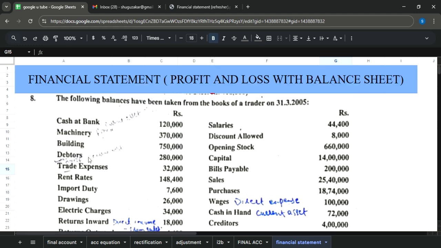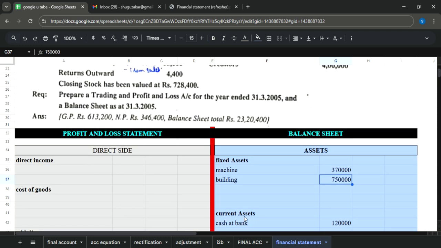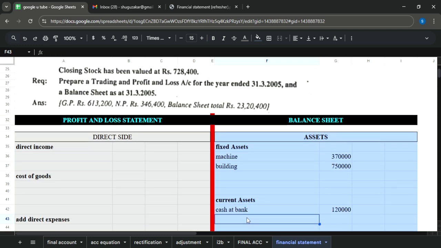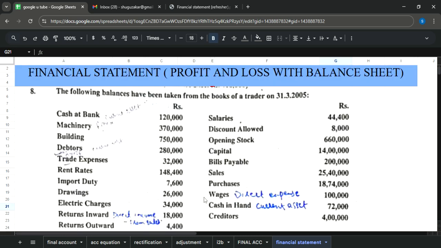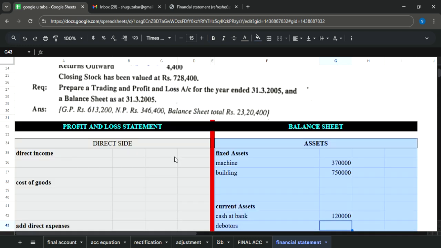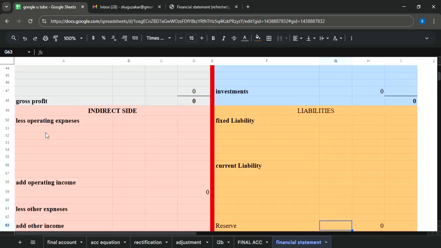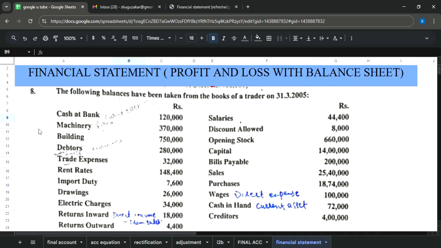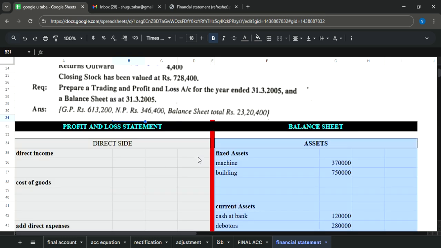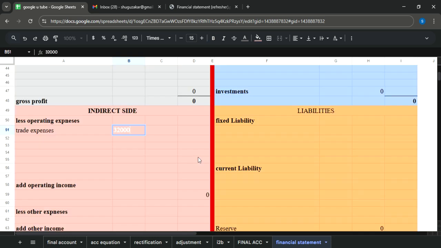Then we have debtors, current asset. You will choose your current asset side and will write debtors, amount of which is 280,000. Just post amount in front of it. After debtors we have trade expenses. These are operating expenses, so you will choose downward side and here you will write trade expenses. Amount of trade expenses 32,000. Post in front of it.